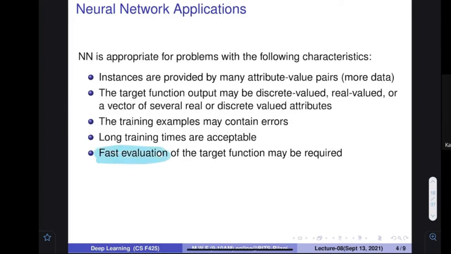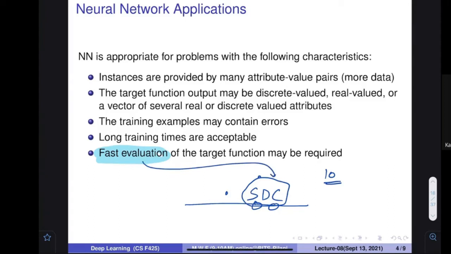For example, when you are going to make a self-driving car, in that particular system, the car needs to react immediately when there is something happening on the road. But if it takes 10 days to train, that is fine. If something comes in front of the car, the car needs to give the response immediately. So this is the fast evaluation.